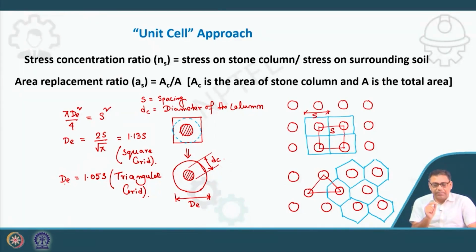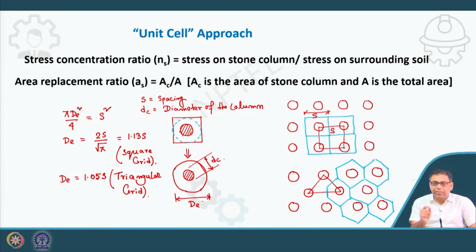Another is the area replacement ratio, which is the area of the column divided by the total area. AC is the area of the stone column, and A is the total area. Total area means the area of this influence zone, that means pi DE square by 4.